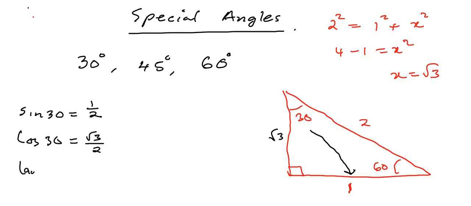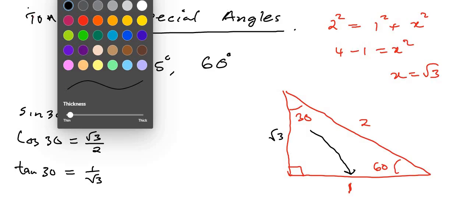Then tan 30 is equal to opposite over adjacent. This is SOHCAHTOA, right? Opposite over adjacent, which is 1 over root 3. So you have 1 over root 3. That's with reference to the 30. Then what of the 60?